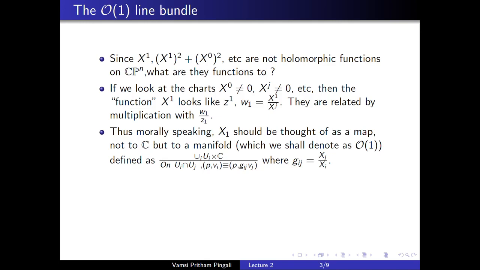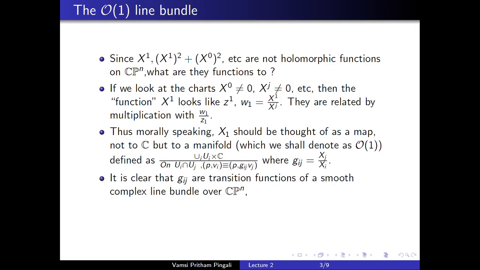So we impose an equivalence relation saying (P, V) is the same as (P, V') if V' is related to V by multiplication by these functions. It's not immediately obvious that this strange quotient is a manifold, but in fact it's not just a manifold, it's a vector bundle of rank 1, or in other words, a line bundle.